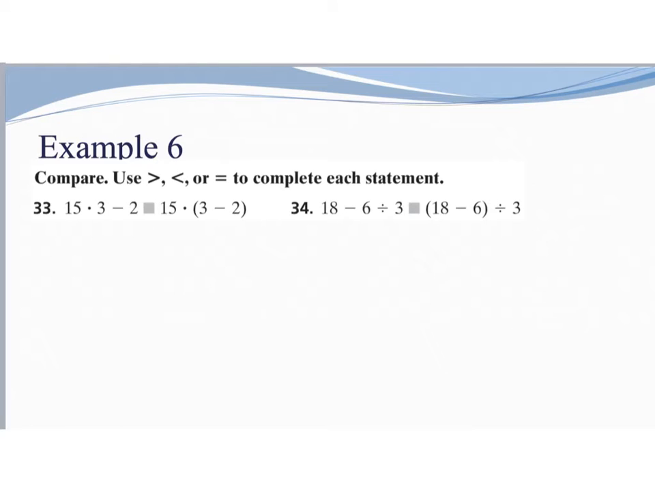If I look at number 33 of example 6, it says 15 times 3 minus 2. Based on order of operations, I have to do my multiplication first. If you can't remember, just write PEMDAS down at the top of your paper. So 15 times 3 is 45. When I subtract my 2, I end up with 43.